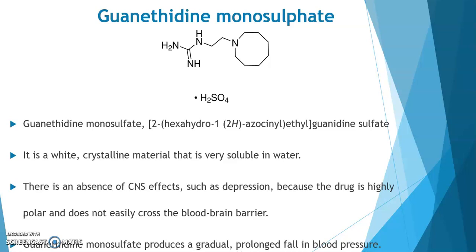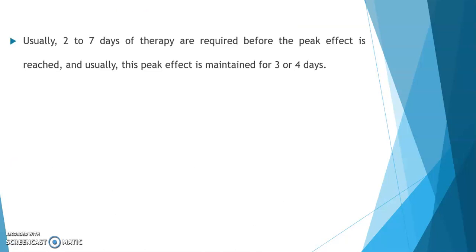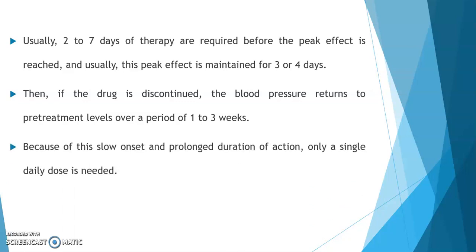Guanethidine monosulfate produces a gradual, prolonged fall in the blood pressure. Usually 2 to 7 days of therapy are required before the peak effect is reached, and usually this peak effect is maintained for 3 to 4 days. Then, if the drug is discontinued, the blood pressure returns to the pre-treatment level over a period of 1 to 3 weeks. Because of this slow onset and prolonged duration of action, only a single daily dose is needed.